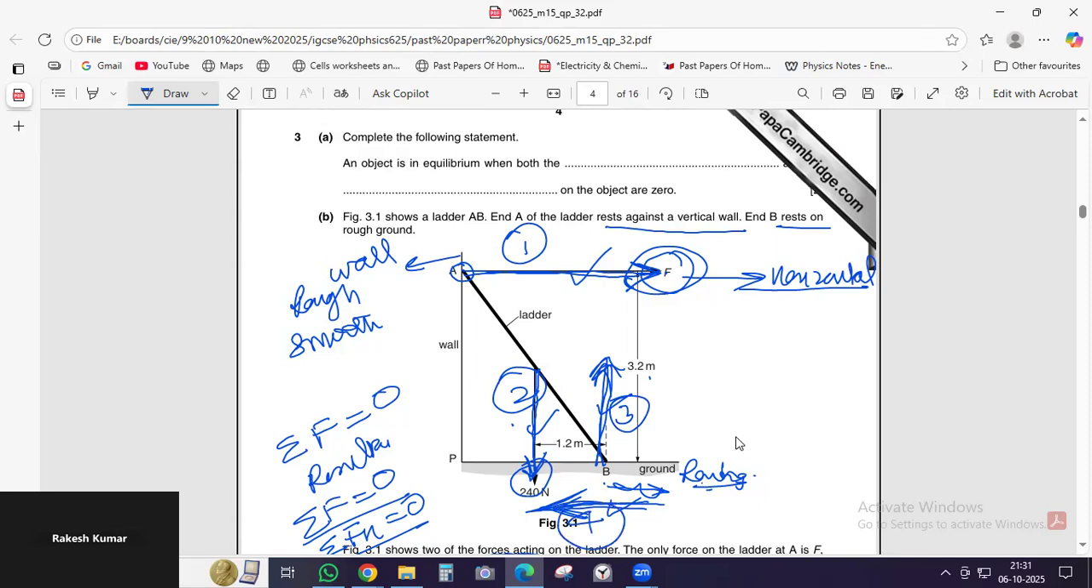And these two forces come because of the rough ground. This wall is smooth. There's no force acting. Like if this will slide down, if this was smooth and this was rough, there would have been a force here. But they don't mention it. So that means the wall is smooth.